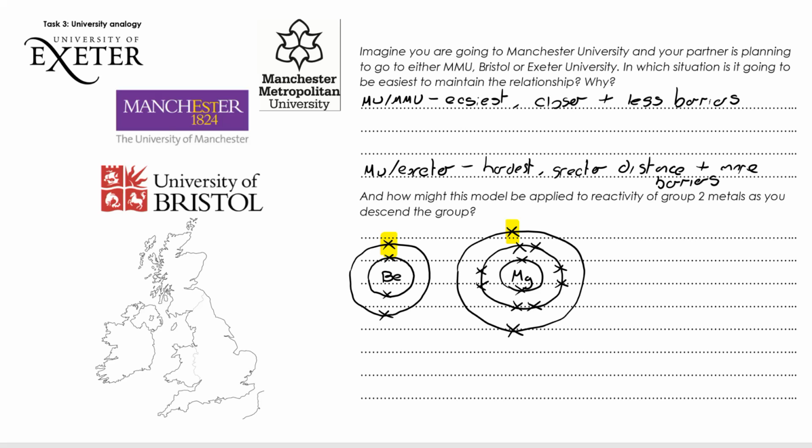When you combine both of those ideas, and you see that in magnesium, the outer electron is a greater distance from the nucleus and subject to more shielding, it makes sense that that electron is going to be more easily lost, and as such it makes more sense that magnesium is more reactive.